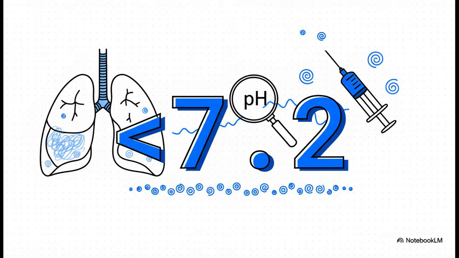So let's say Light's criteria tell you it's an exudate. Now you have to dig deeper, and you need to pay very close attention to the pH. A pleural fluid pH below 7.2 is a major red flag, especially if you suspect pneumonia. It's telling you this is a complicated effusion and it's probably not going to resolve on its own. It needs to be drained.